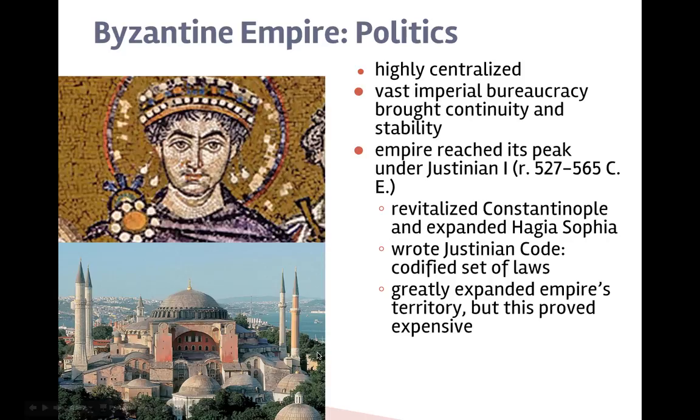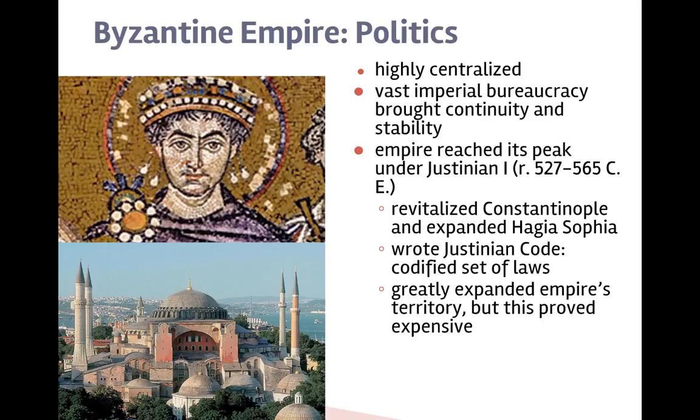Justinian was also well known for his contributions to the legal system. He wrote a system of laws technically called the Corpus Juris Civilis, which meant the body of civil law, but we can just refer to it as the Justinian Code. Again, just like Hammurabi's Code, it was a codified set of laws.